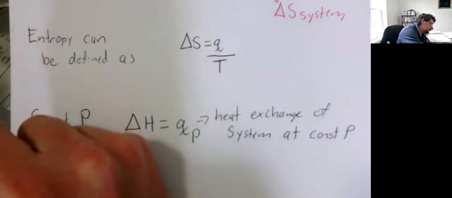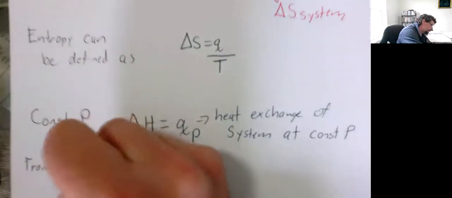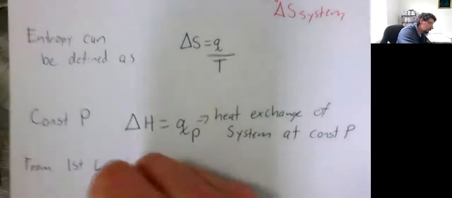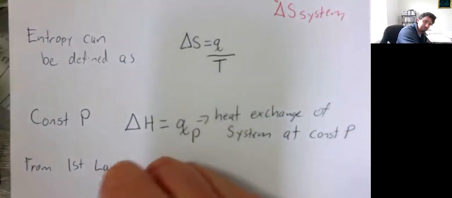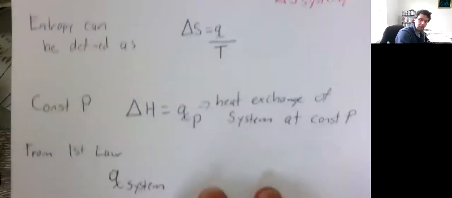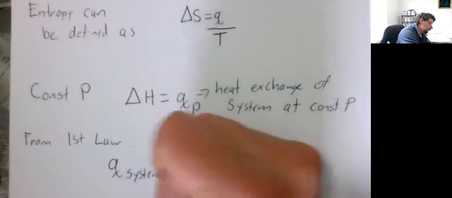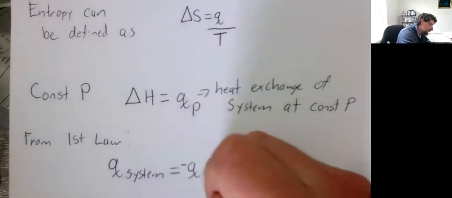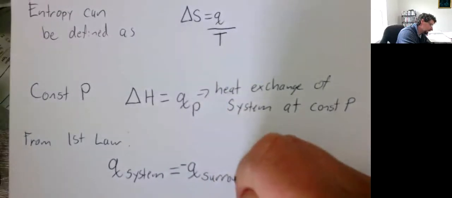Okay, now let's bring some ideas from the first law of thermodynamics. So from the first law, we have shown that the heat exchange of our system is equal to the negative heat exchange of our surroundings.